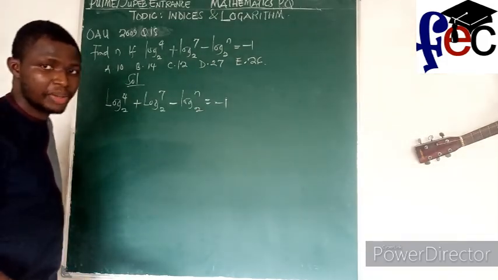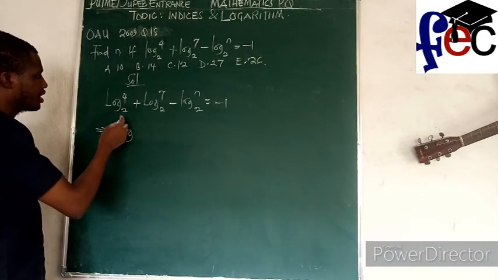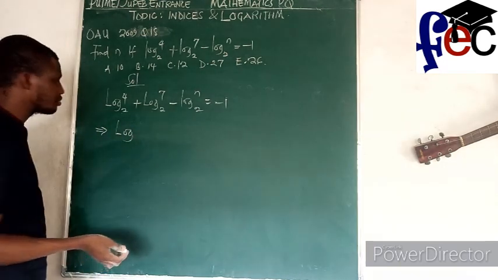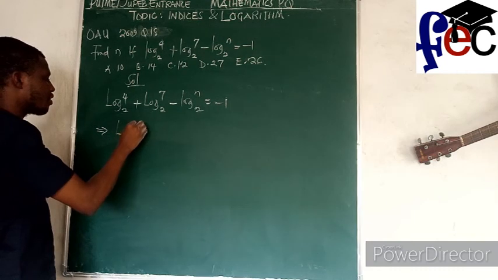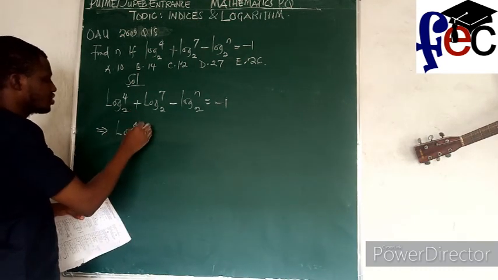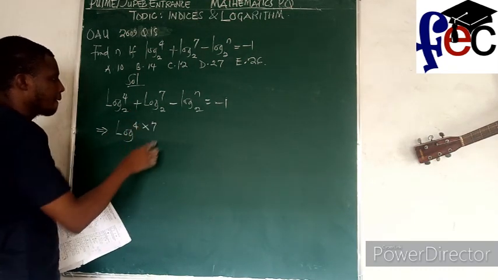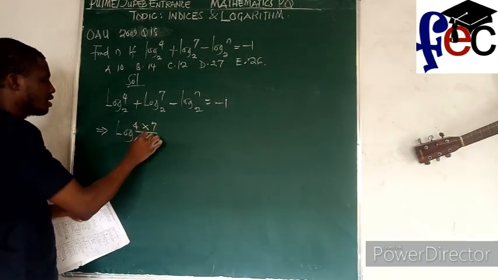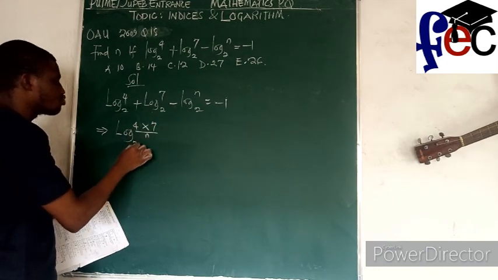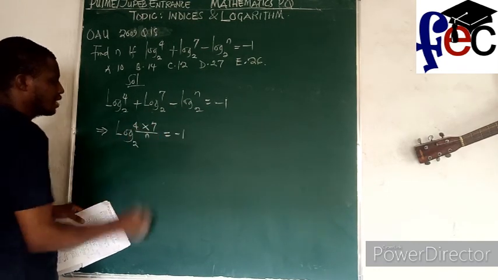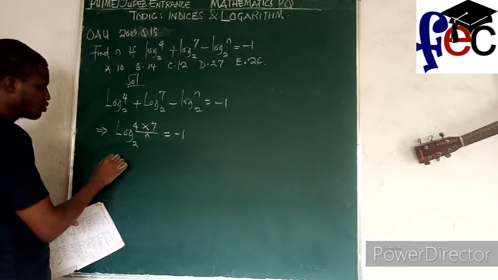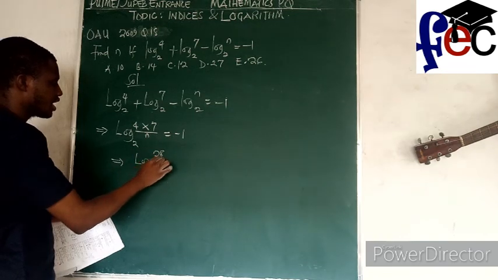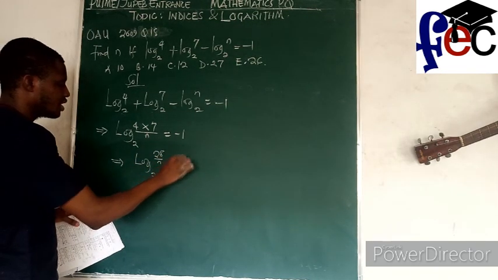All you just need to do is apply, we notice that from this now, we observe that the bases are the same. What do we do? We apply the law of logarithm to it. So that will give us log 4. Because of this addition sign, we multiply. Because of this subtraction sign, we divide by n. All of these to a common base 2, and you have equal to minus 1. So at the end of the day, this will give us what? Log 28 over n base 2 equal to minus 1.